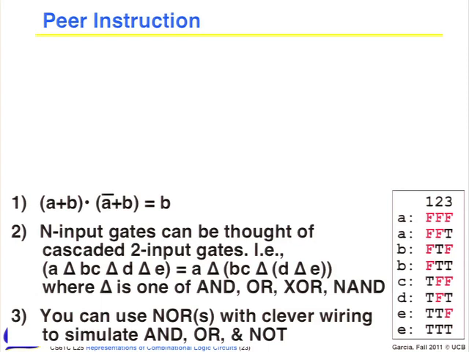Next one. N-input gates can be thought of as cascaded 2-input gates, i.e., A operation B, C, operation D, operation E could be thought of and distributed like that as 2-input gates, where the operator is either AND or XOR or NAND.